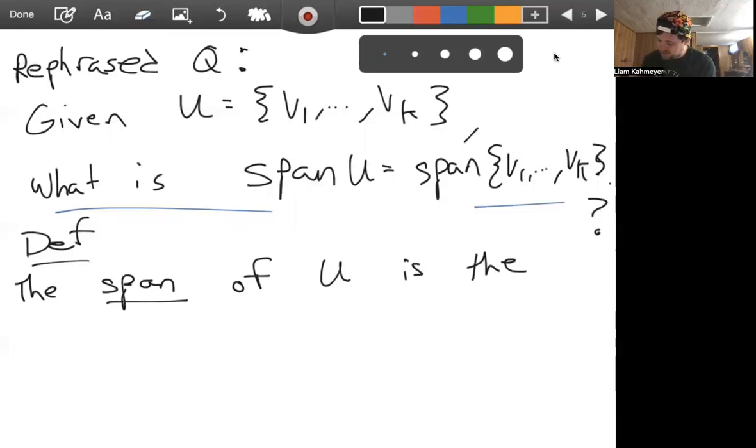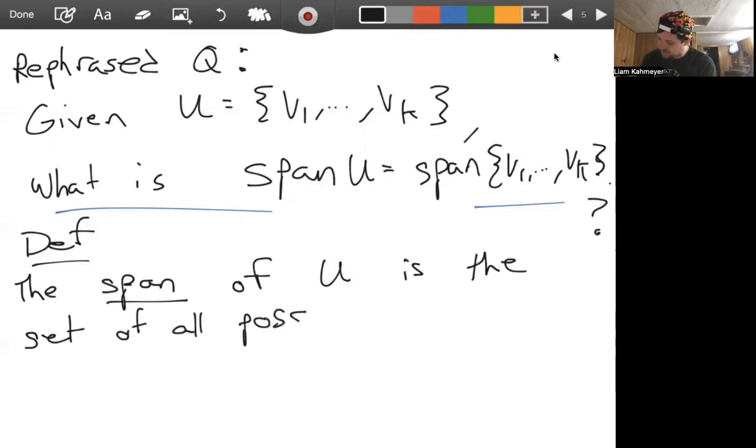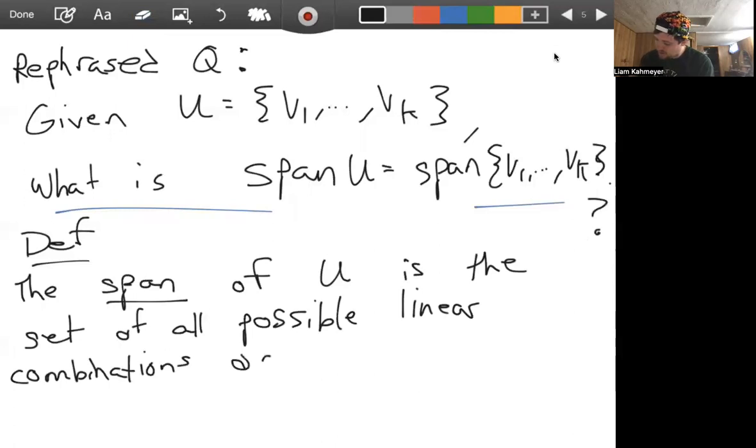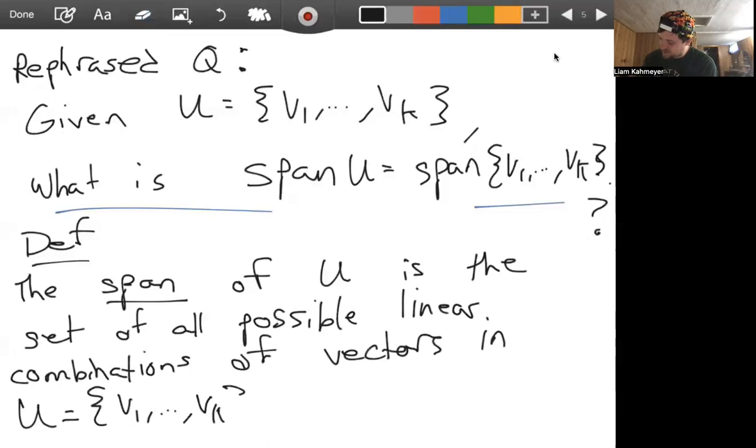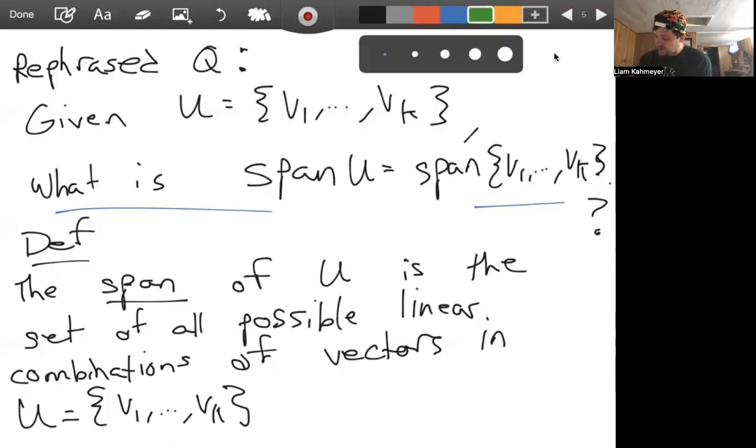The span of U is the set of all possible linear combinations of vectors in U, which is the set v1 through vk. And so this is what it means to be the spanning set for a collection of vectors, i.e., what we're asking ourselves here.